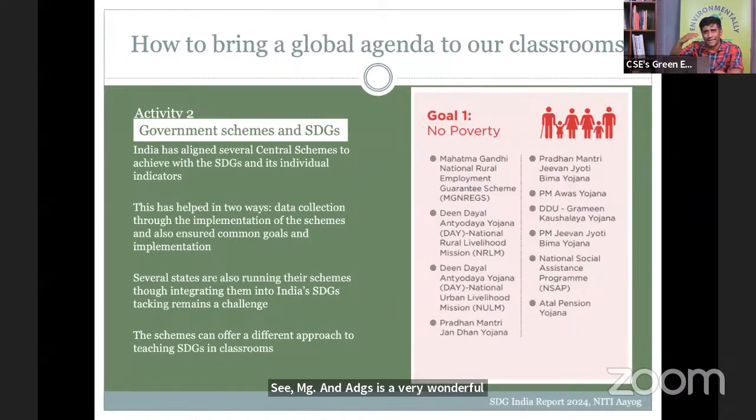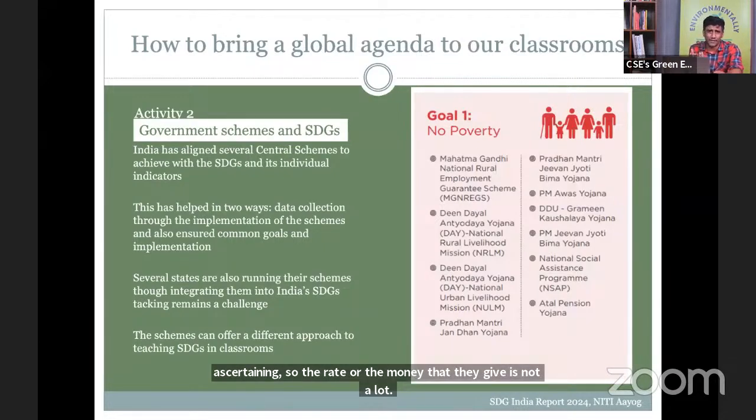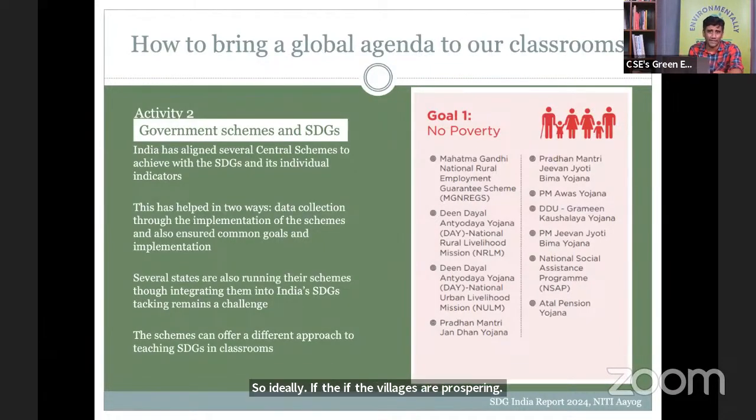The rate or the money that they give is not a lot. So ideally, if the villages are prospering, people would not avail work under MGNREGS. But whenever there is a crisis, like during the pandemic, we saw there was a spike because there were no jobs. So this is a very nice safety net that exists. So this is one scheme. The progress of this scheme is one way of looking at it. This is how the government also looks at it.